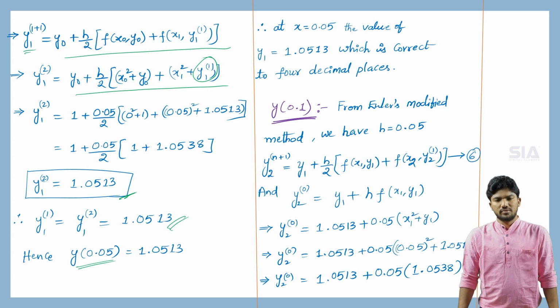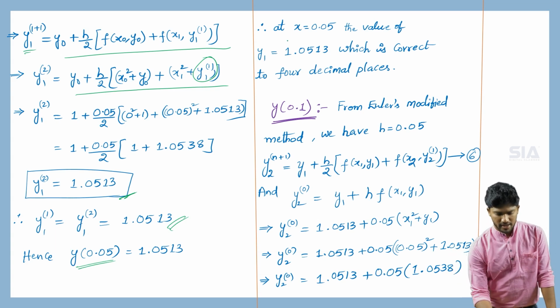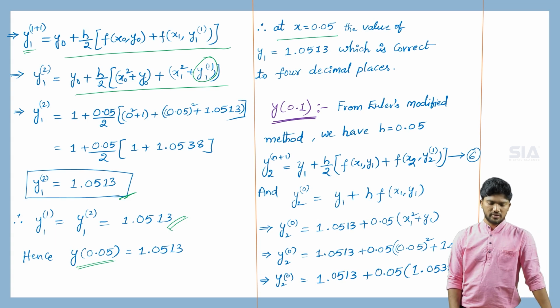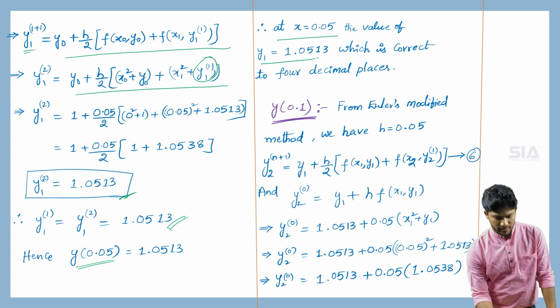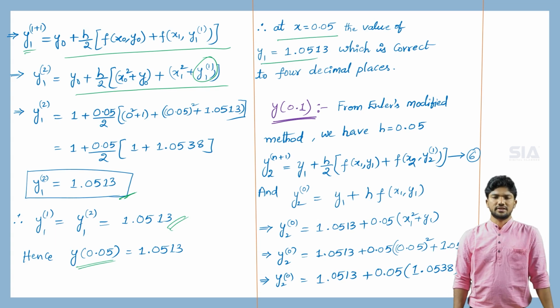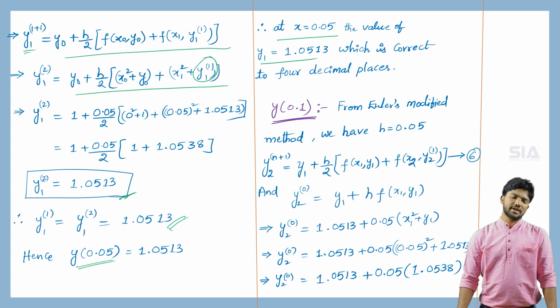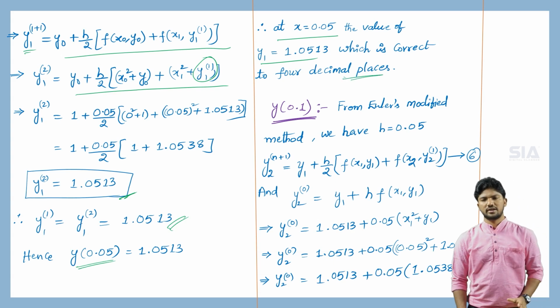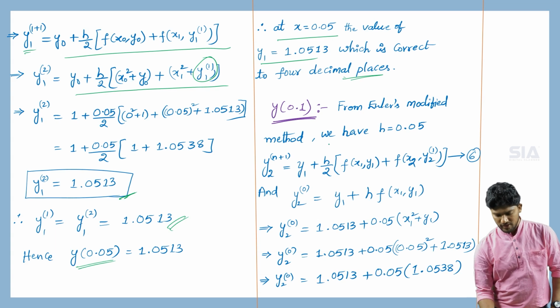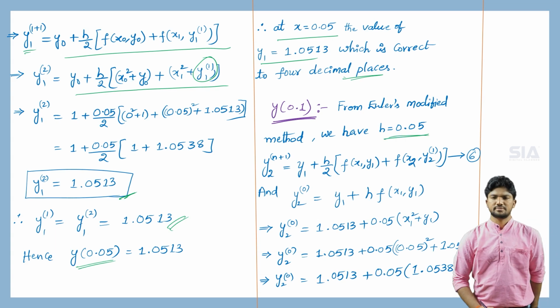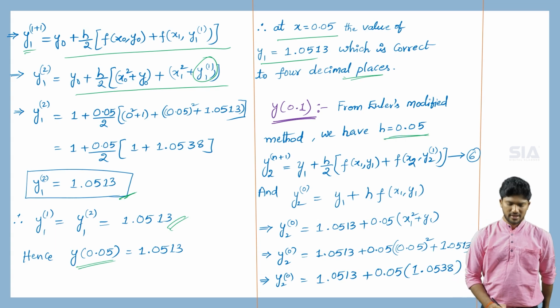మనకి ప్రాబ్లం లో ఆ వాల్యూ ఫైండ్ అవుట్ చేయమన్నాడు. ఓకే, సో therefore at x is equal to 0.05, the value of the function y1 is equal to 1.0513, which is correct to 4 decimal places. Okay, so therefore next y of 0.1 అన్నాడు కాబట్టి from Euler's modified method same h value అండి, small h is equal to 0.05, same process.